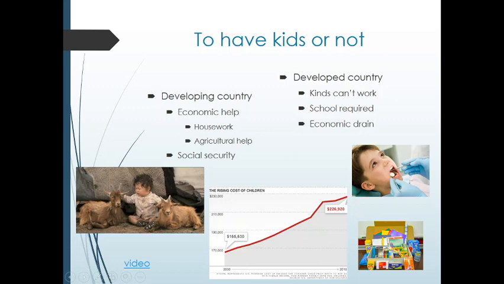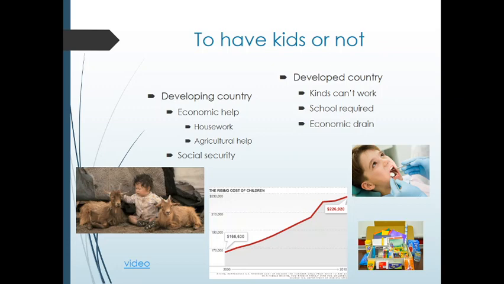In this situation, children are very much an economic help. Once you have enough children, the older children can start watching the littler children. The older children can start working, right? It's really cheap labor when you have your children and you don't need to pay them, because they're just part of the family and they're working on the farm. They can do housework. They can do all sorts of things.